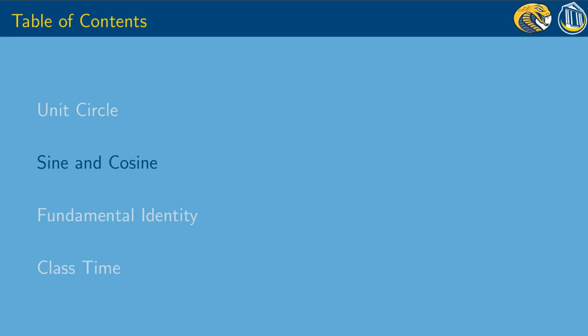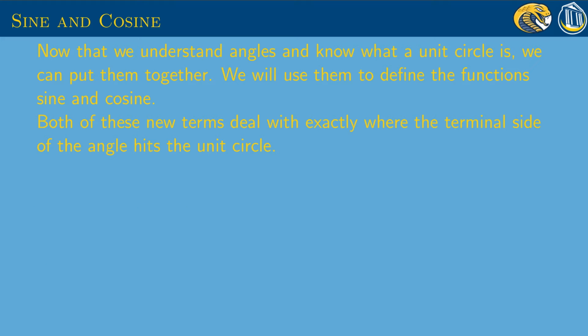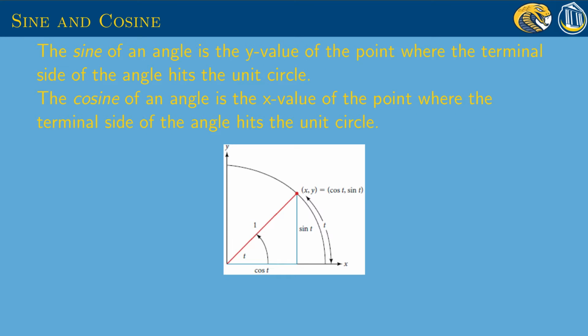Let's introduce the first two trigonometric functions. Now that we understand angles and know what a unit circle is, we can put them together to define sine and cosine. Both of these terms deal with exactly where the terminal side of an angle touches the unit circle. Specifically, the sine of an angle is the y value on the point where the terminal side of the angle hits the unit circle. Let's make that a little more concrete.